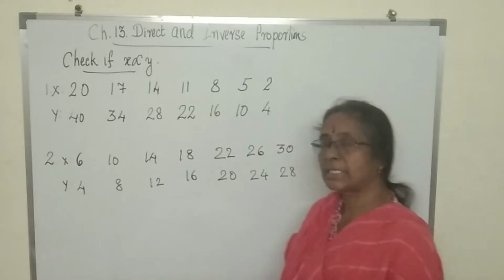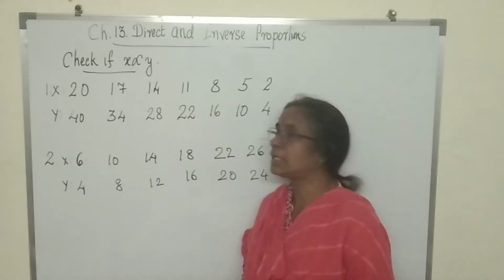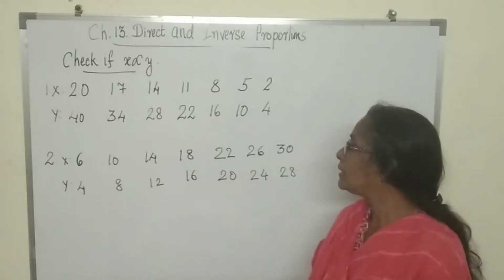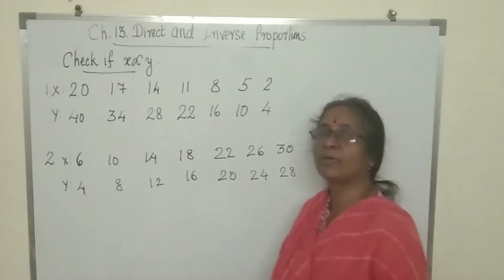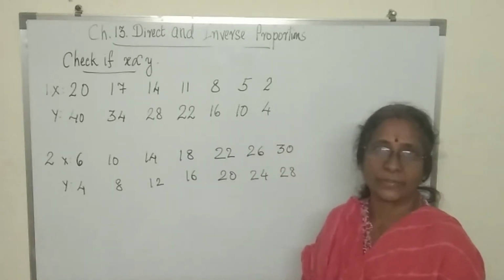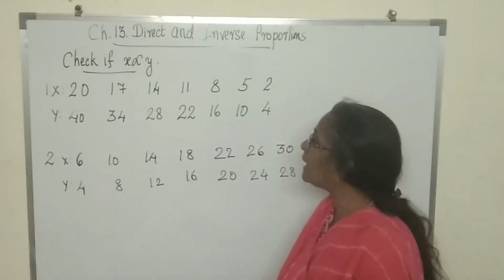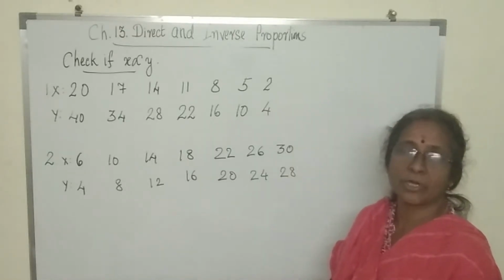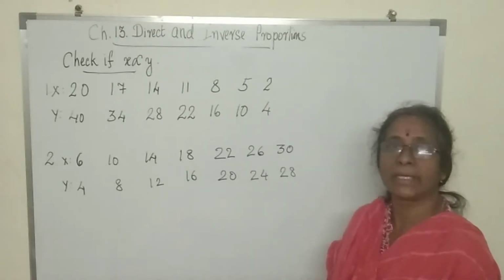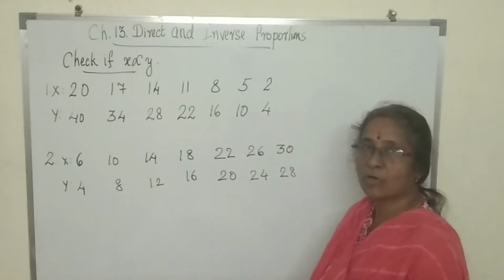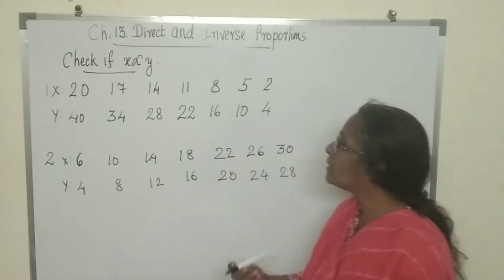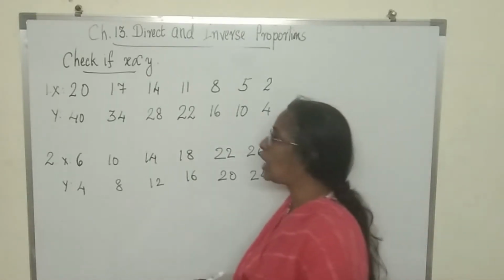Yesterday we learned that if they are in direct proportion, x1 upon y1 will be equal to x2 upon y2 equal to x3 upon y3, like that. For any values of x and y, x upon y will give you a constant. So for checking whether the given values are in proportion or not, what do we have to do? For every value of x and y, we need to find x upon y. And if you get a constant, then the given values will be in proportion.